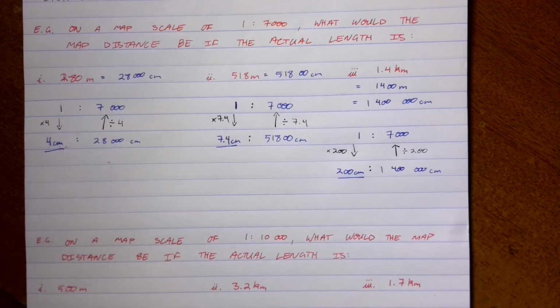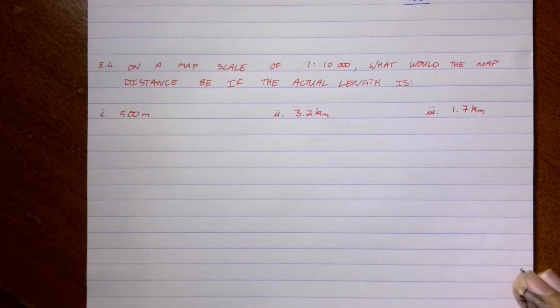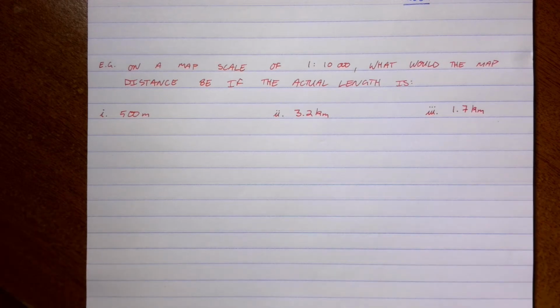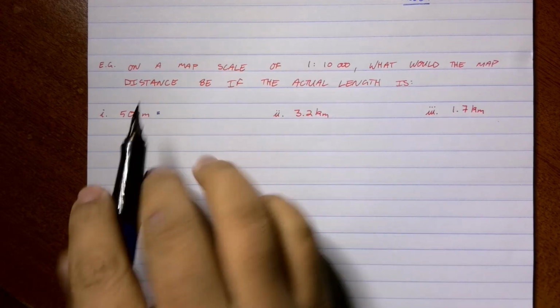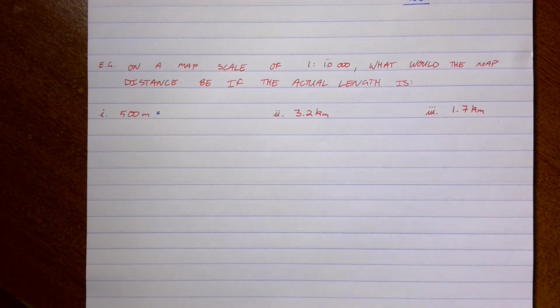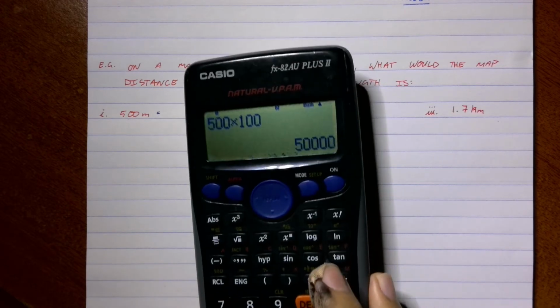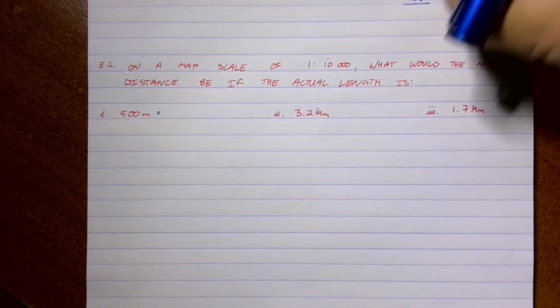Now remember, I invite you to pause the video at any time so you can solve these questions on your own. Give them a go. I'm going to be solving them in 3, 2, 1. Here we go. The first thing we always have to do is convert everything into centimeters because our scale is given as centimeters. So 500 meters times 100, that is 50,000 centimeters.